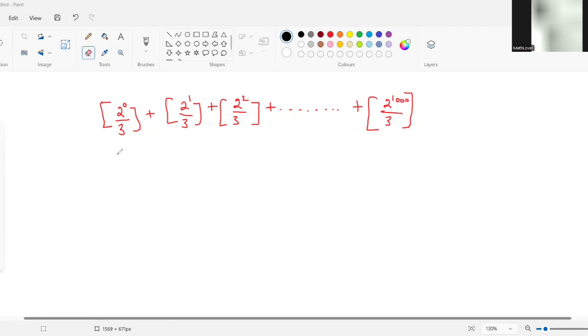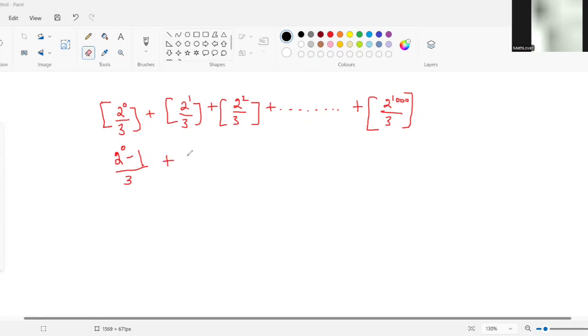So I can rewrite this question as follows. This will give me a value of 1, so this is going to be 2 power 0 minus 1 by 3. You can notice the value of this GI function and what I have written here will be matching, because the number is 2 power 0 and the remainder we got was 1. So I am subtracting: 2 power 0 minus 1 will give me 0, and 0 by 3 is 0.